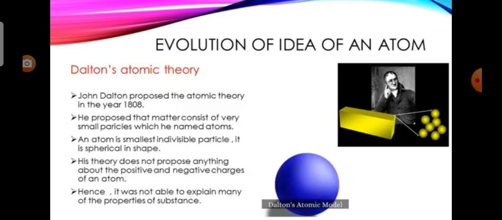Now we see about the evolution of the idea of an atom. Many scientists have studied the structure of the atom and advanced their theories about it. The theories proposed by Dalton, Thomson and Rutherford are what we see now. The first one is Dalton's atomic theory. John Dalton proposed the atomic theory in the year 1808. He proposed that matter consists of very small particles which he named atoms.